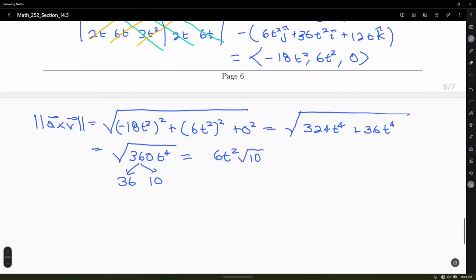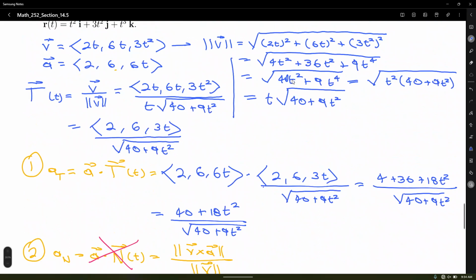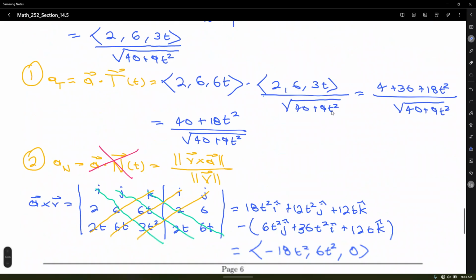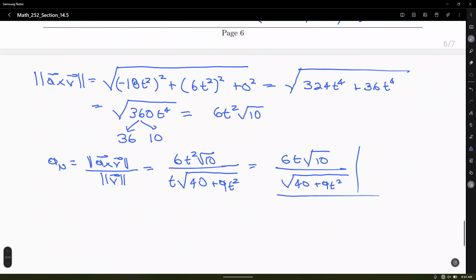And we're ready to find the normal component. That is a sub n, the magnitude of the acceleration cross the velocity divided by the magnitude of the velocity. That is 6t squared root of 10 divided by the magnitude of the velocity. But didn't we get that in the previous part? Let me go back. That was this quantity, t root of 40 plus 9t squared. The t squared over t in the numerator gives 6t root of 10 divided by the square root of 40 plus 9t squared. And that's the normal component of the acceleration.